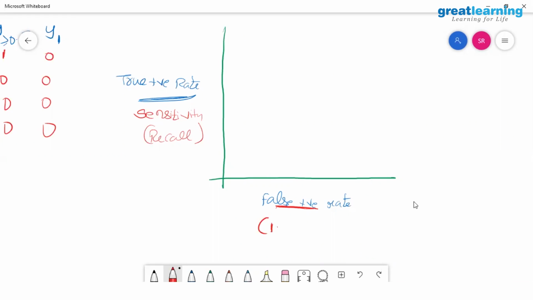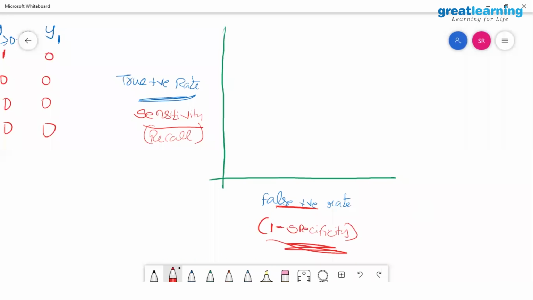Just Google somewhere and get the answer. What does the false positive rate mean? Any answer? Why I am stressing here is that this is going to be very important. It is 1 minus specificity. So we call this the sensitivity, and this is 1 minus specificity.